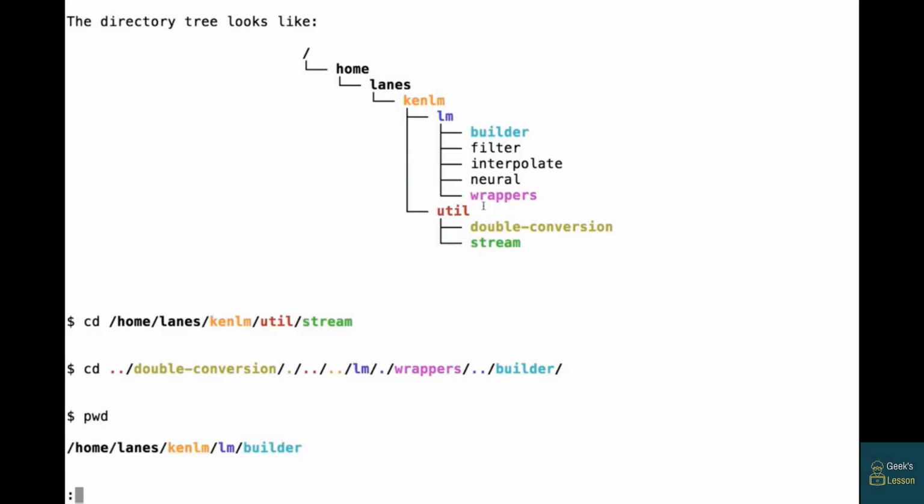And finally, builder is a subdirectory of lm. And so, this path through lm/wrappers/builder refers to /home/lanes/kenlm/lm/builder.